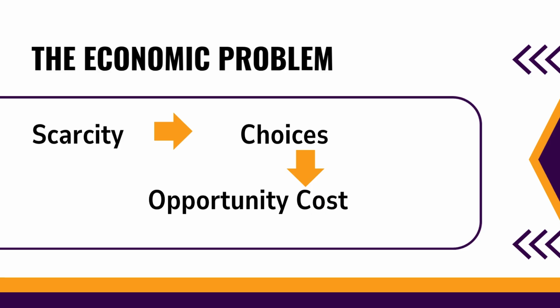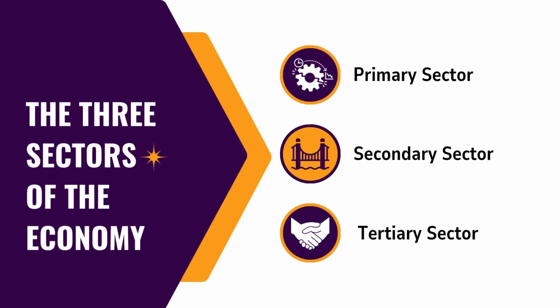Every economy faces one big problem: scarcity. We have unlimited wants but limited resources. That means we can't have everything we want. When we make a choice, we give up something else. This is called opportunity cost, the best thing we lose when we choose. For example, if you spend your money on airtime instead of saving for a new pair of shoes, the shoes are the opportunity cost. Our economy has three main parts called sectors.